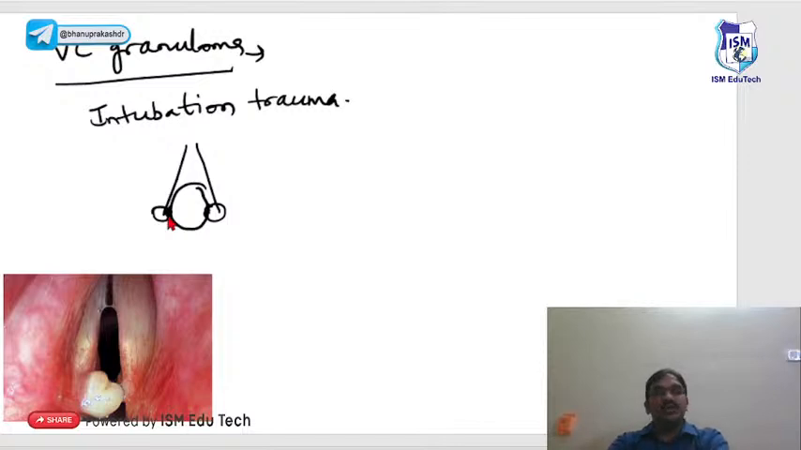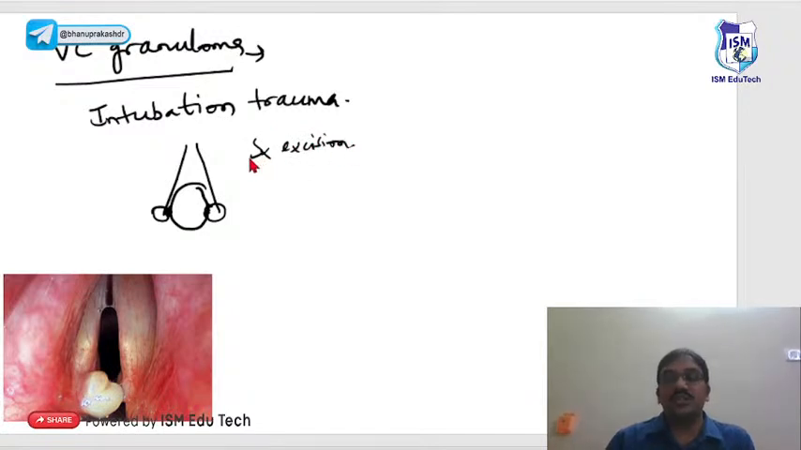wherever there is prolonged intubation, continuous unnecessary movements and manipulations of the endotracheal tube, ETT, there happens constant rubbing, and frictional granulation tissue forms near the arytenoid cartilage, the junction where the vocal cord starts from, the muscular vocal process of the arytenoid cartilage. From there, this tissue starts appearing, and that is called your vocal cord granuloma. Again, the treatment will be surgical excision. Okay, MLS, microlaryngeal surgery excision will be done in these cases.